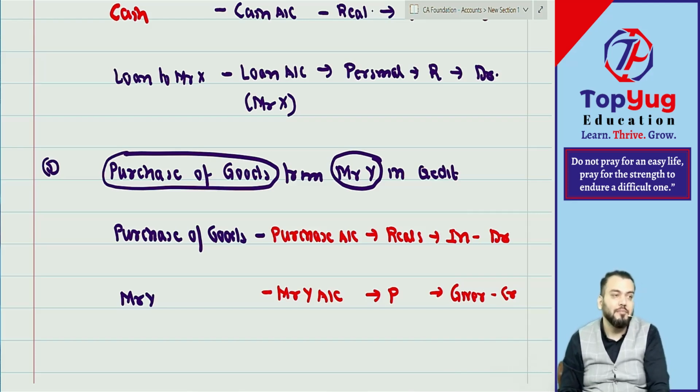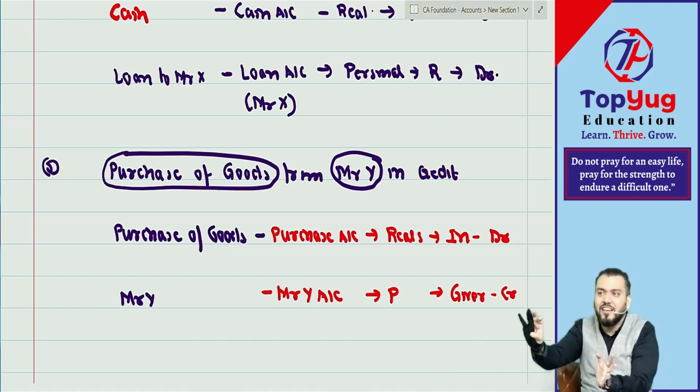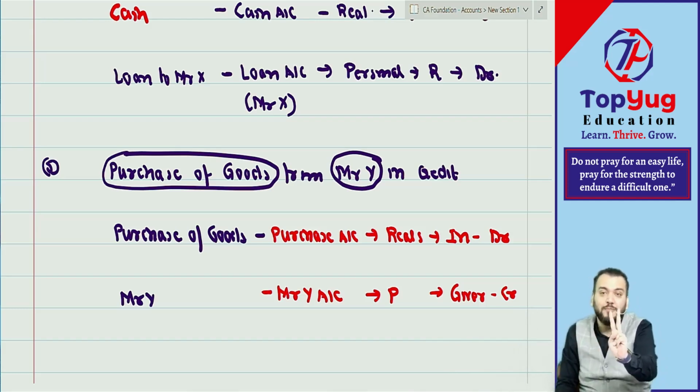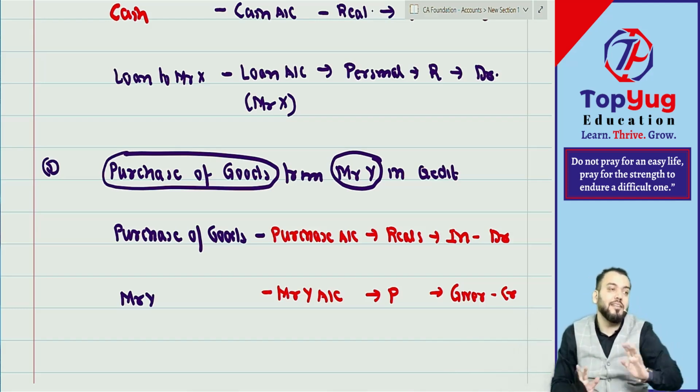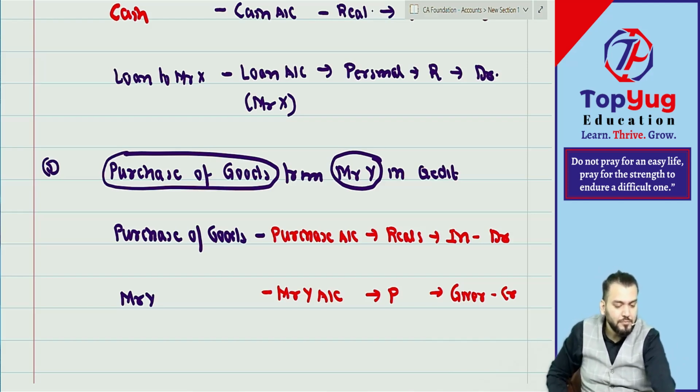Understood? Enough. Now we'll take many other examples, but I hope you have understood the basics of how to analyze the transaction. So we are doing analysis of transaction to find out two aspects. One is debit, other is credit. Correct? Have you understood this much? Any doubt? No doubt.